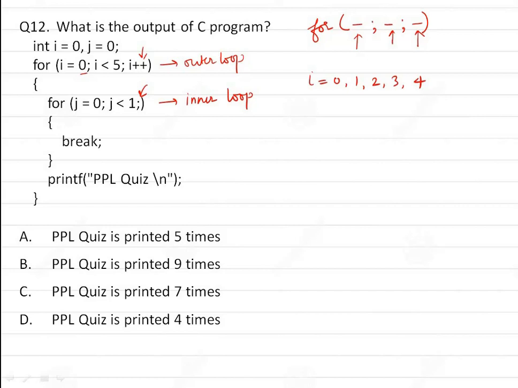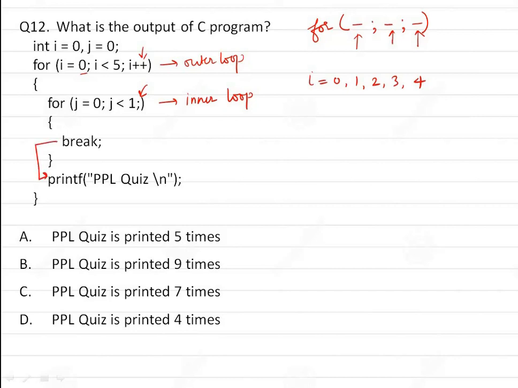So the value of i will go up to 4 only. And for the value of j, there is no update expression, so it will execute at least once. Since j is equal to 0 and 0 is less than 1, it will always be true. Within the inner loop there is simply a break statement. So whenever this loop is executed, it will be executed only once, and with the help of the break statement we will come out of this inner loop.